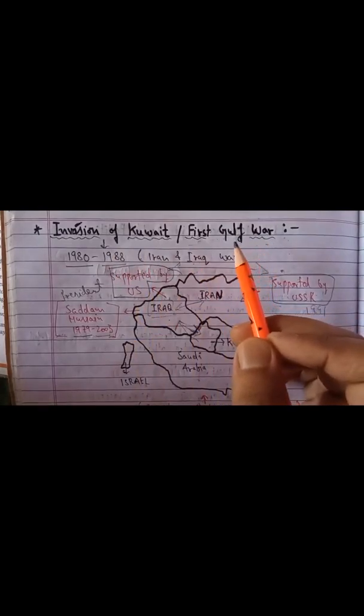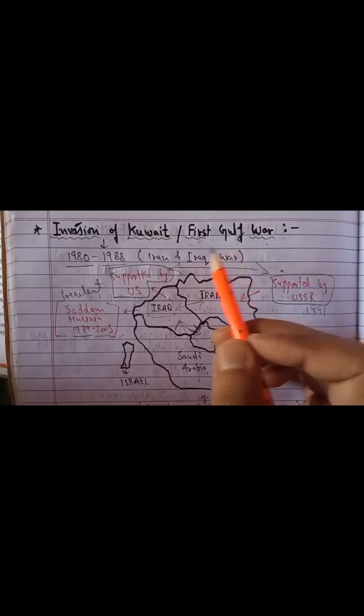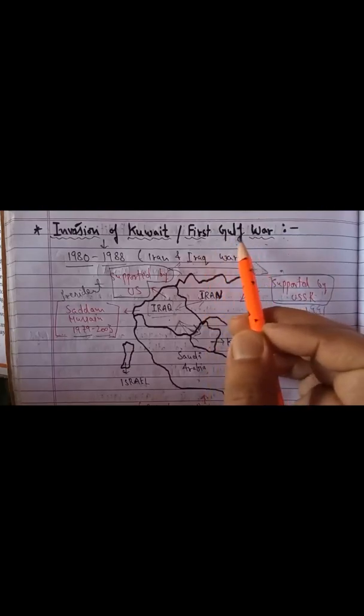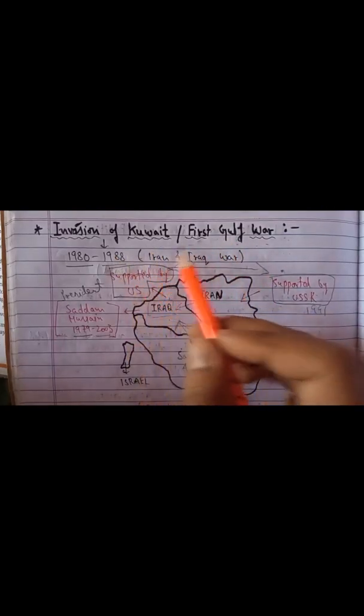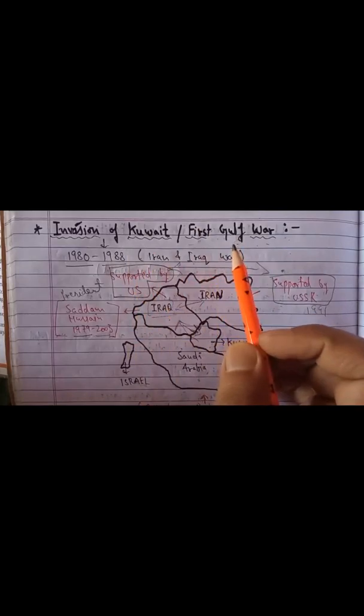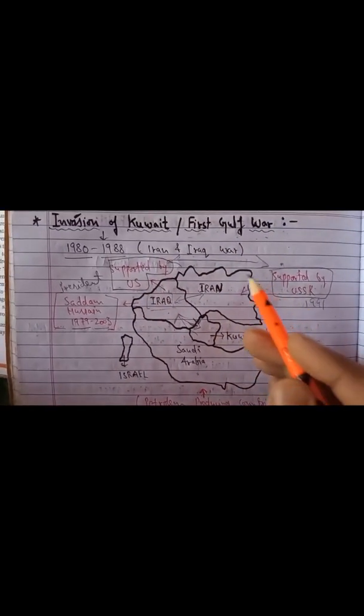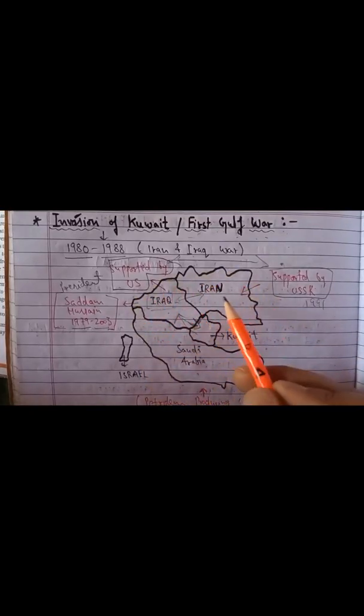When I showed you the contents, the extra topics we are going to cover under chapter number 2, this is the topic that has been added to chapter 2 from chapter 3: the first Gulf War, the invasion of Kuwait. I shall be doing this in detail from your NCERT book, but I wanted to show you the map here. This is the Middle East, or western Asia, where these are the Arab countries. You can see Iran, Iraq, Saudi Arabia, Kuwait. These are the petrol producing countries.